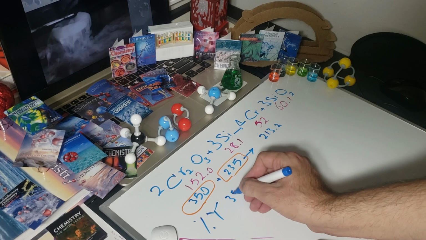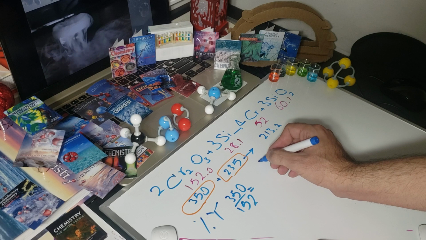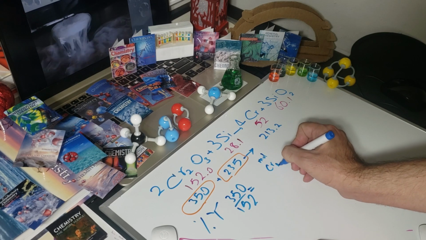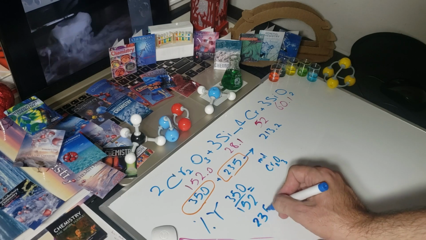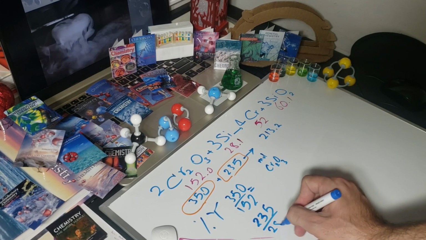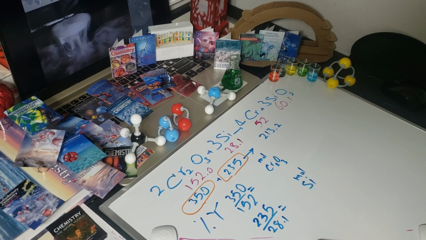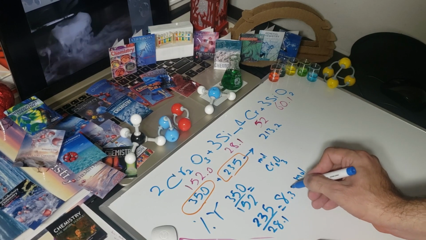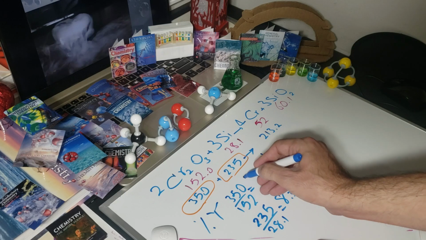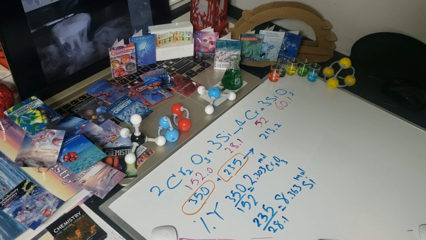So 350 divided by 152 gives you the moles of chromium oxide, 2.303. 235 divided by 28.1 gives you the moles of silicon, which would be 8.363. Then you form your table.